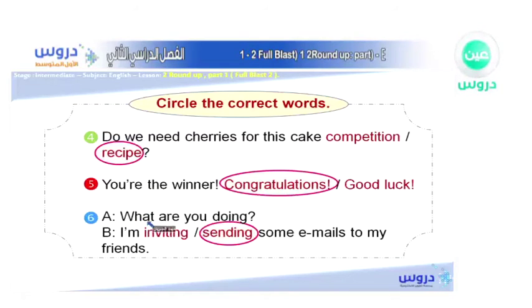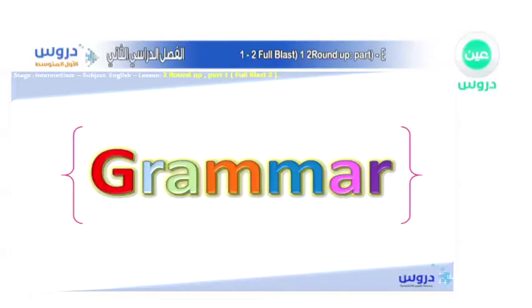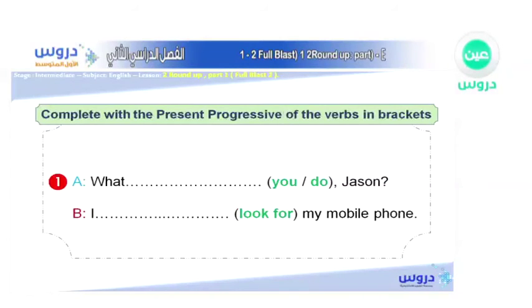Alright, what about the last one over here, the 6th one? What are you doing? It says, do I invite emails? No, I invite my friends. However, I send them emails. Finally, we said over here, I hope you, and then did we say do a great time? Nah, probably not. We actually say have a great time in Jordan. Wonderful. So we have some grammar over here, which is absolutely easy, and you guys are absolutely wonderful.